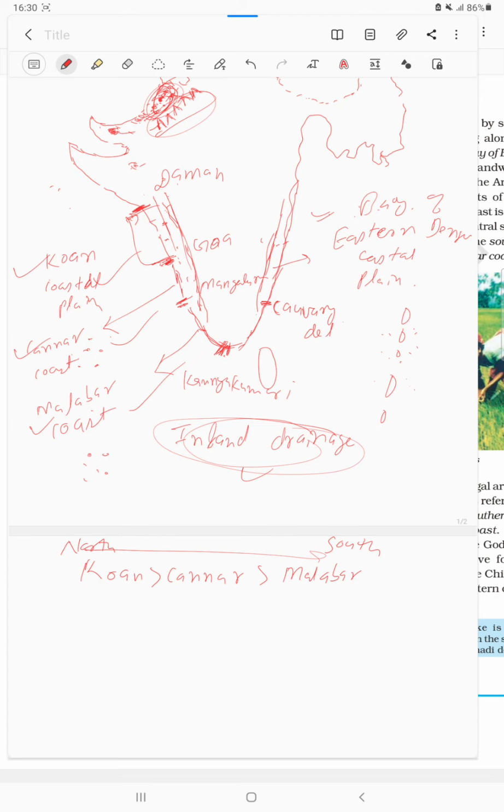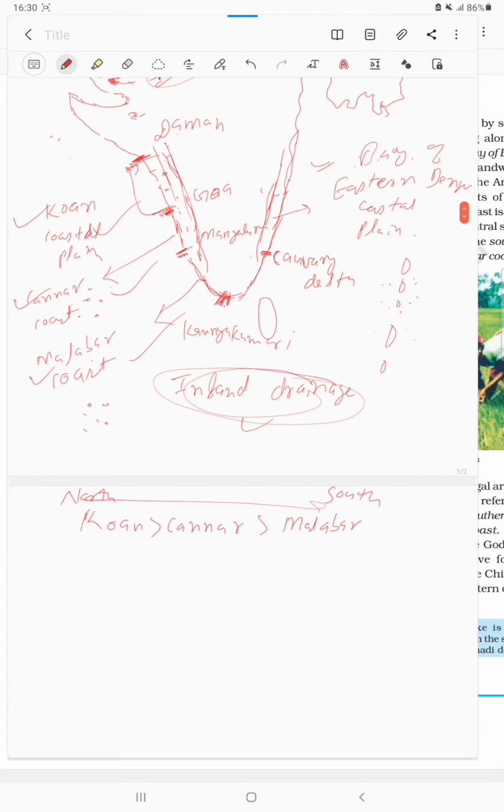Kaveri Delta. So the narrow plain which stretches from Kanyakumari to Kaveri Delta is termed as what? Coromandel Coast.